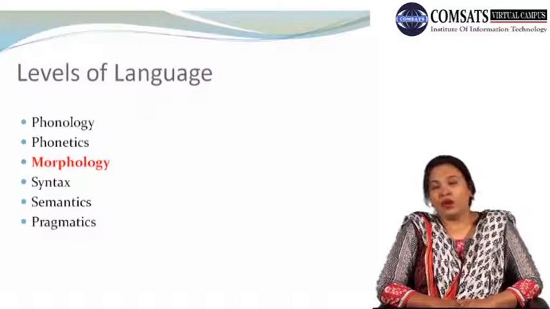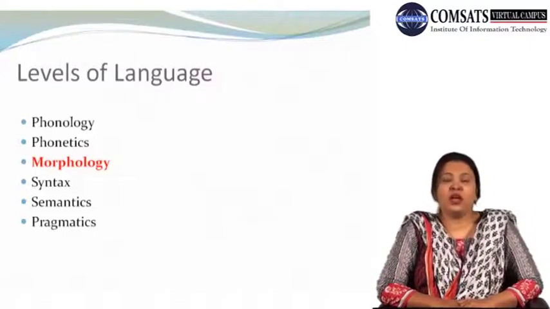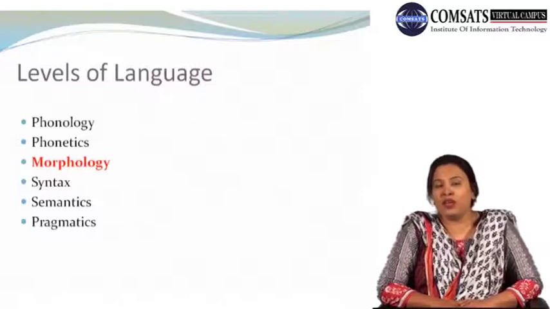So after phonology, we take human speech sounds, combine them, and then we form what we gather as words. So morphology is actually about the words, or something we call the morpheme, which we will discuss today. So now we are at the third level of language, which is morphology. We still have to deal with syntax, semantics and pragmatics.